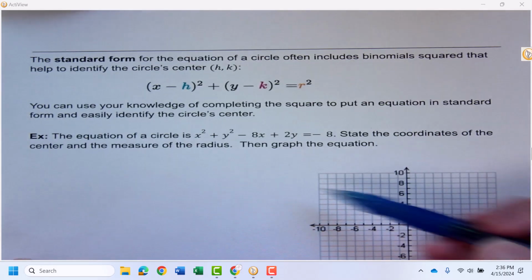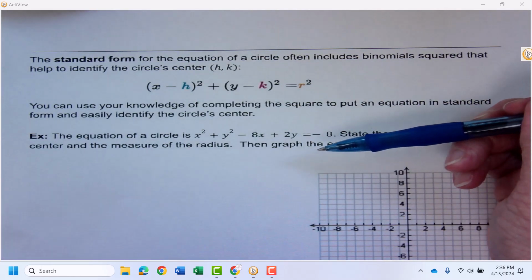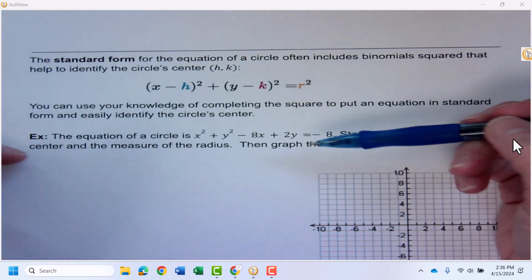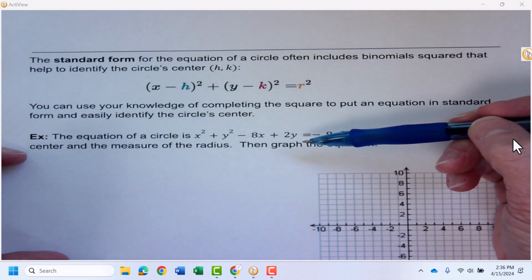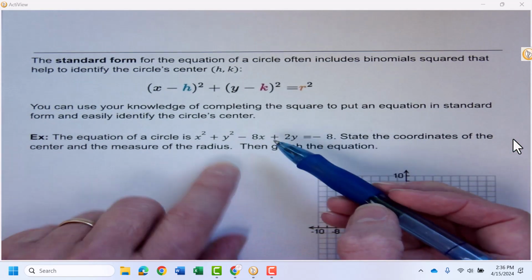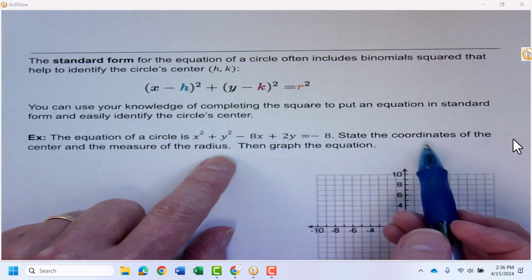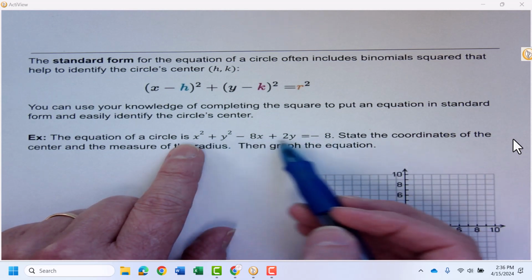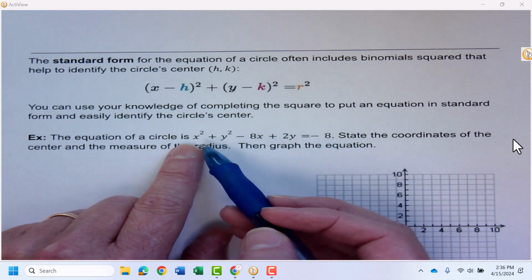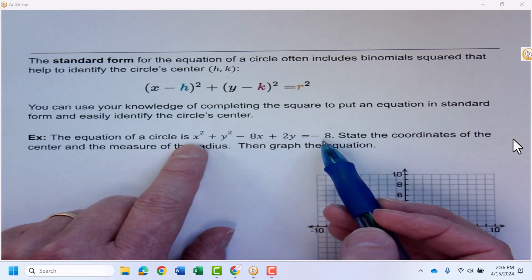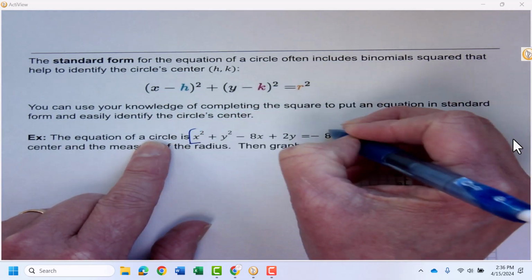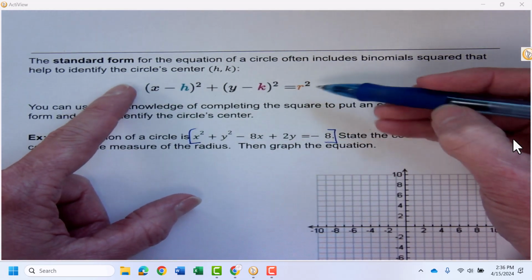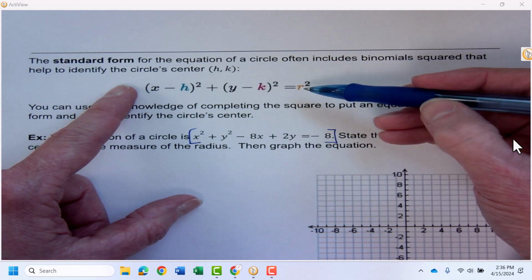All right, I apologize for this last bit of notes not being on the previous recording, but let's pick up where we left off in lesson 10.8. This is about halfway down the last page of the notes for the chapter, and we run into an example here where we're asked to state the coordinates of the center and the measure of the radius for this equation, where it's not written in standard form yet. It's written in what's called general form, and we have to make this look like this.